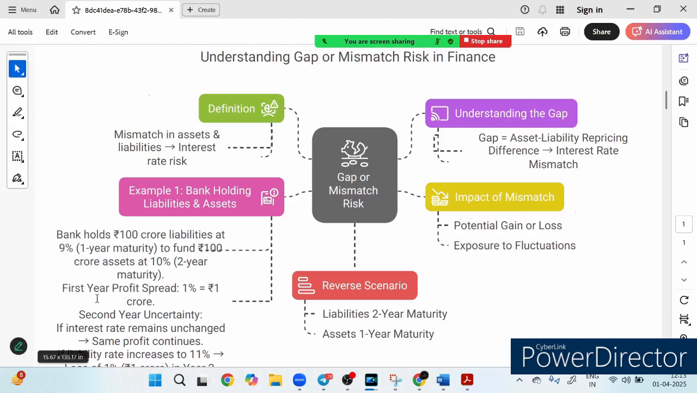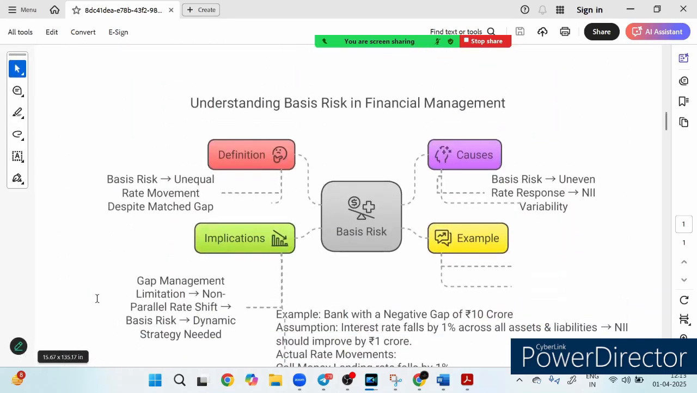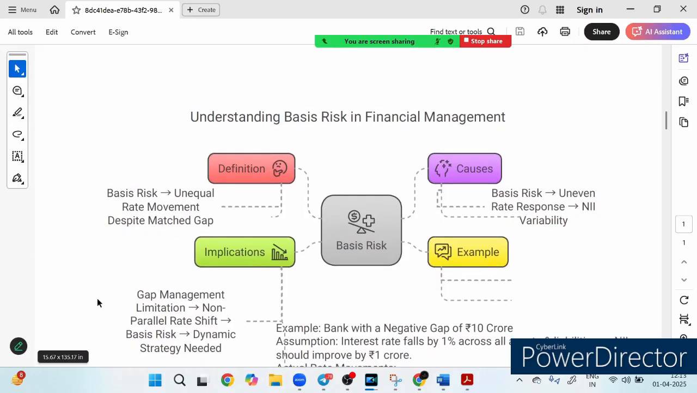Now friends, let's switch our focus to the next topic, understanding the basis risk. We are discussing every type of example possible. Now friends, you might think that if a bank matches its assets and liabilities, it is safe from interest rate fluctuation, right? But wrong, because interest rates do not always move equally. This creates basis risk, where even with a matched gap, the bank faces profit uncertainty.